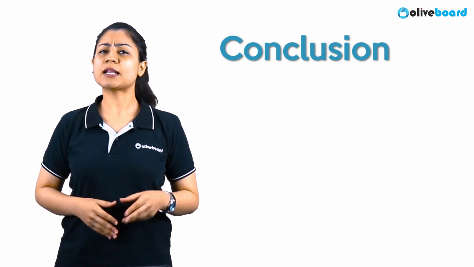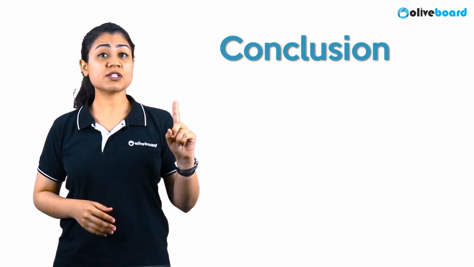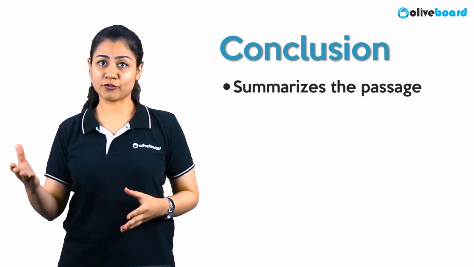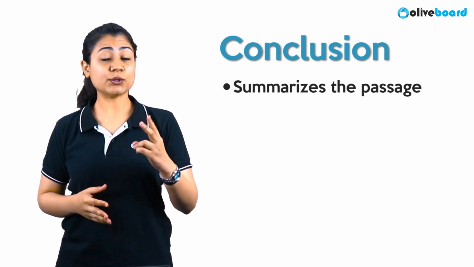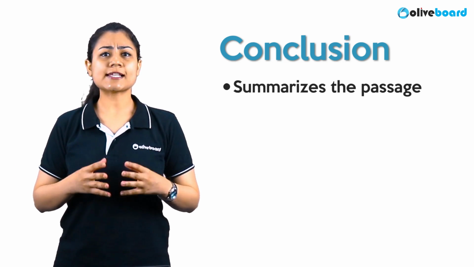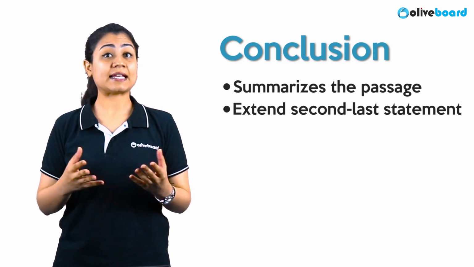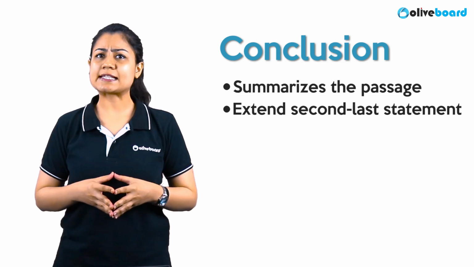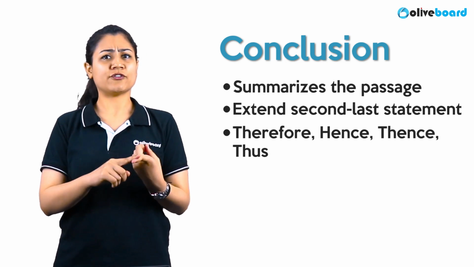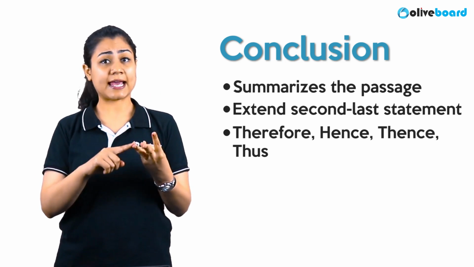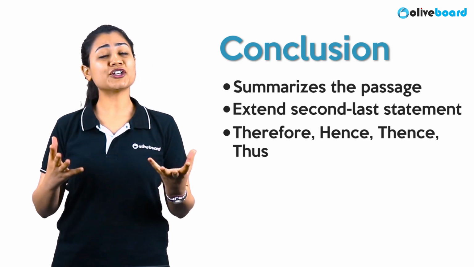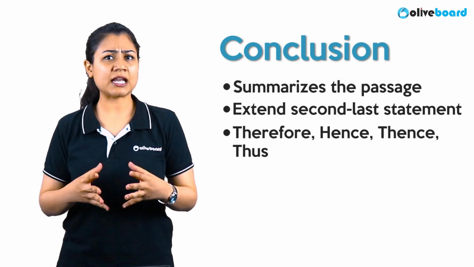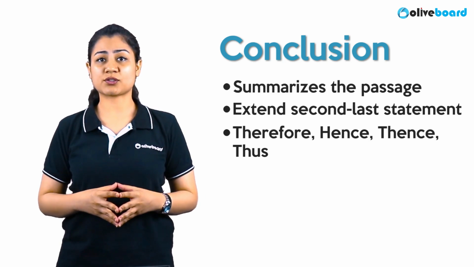Now the conclusion can be in two ways. The first one is where the last sentence will summarize the whole of the passage. The second way is where the last sentence will only be an extension of the second last line. Usually, sentences that have words like therefore, hence, thence, thus are conclusions, but that's on one specific point. It may be the last one, it may not be the last one.